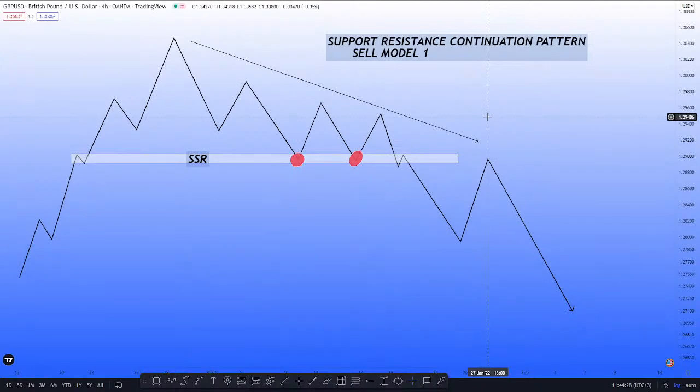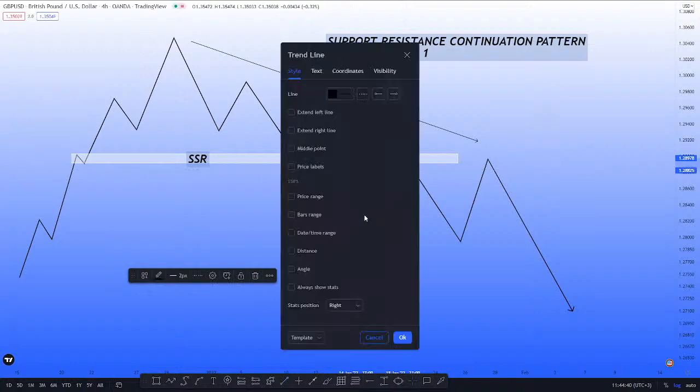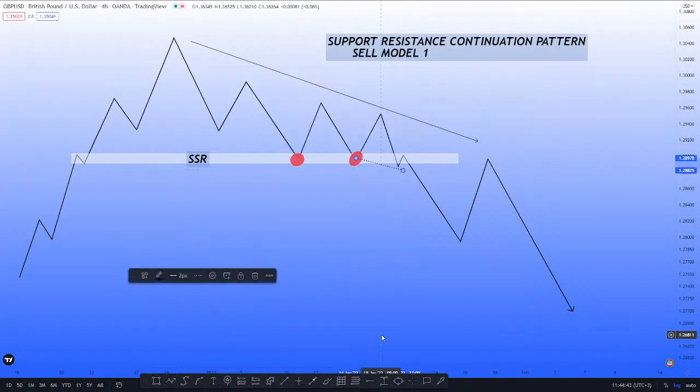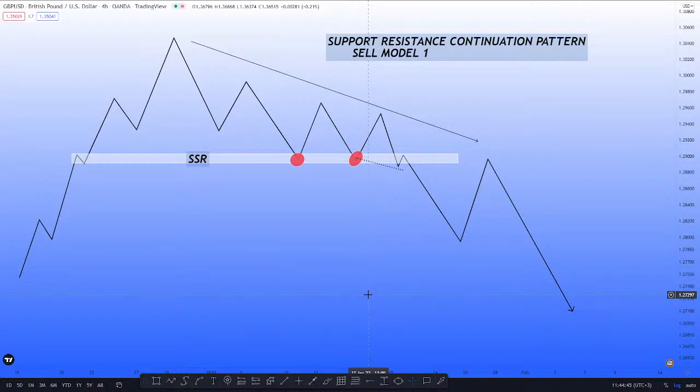So you wait for the price to break, the break of structure, or the change of character, or the BMS, whatever you call it. Just wait for that change of character. Then a supply level will be created on that significant level.